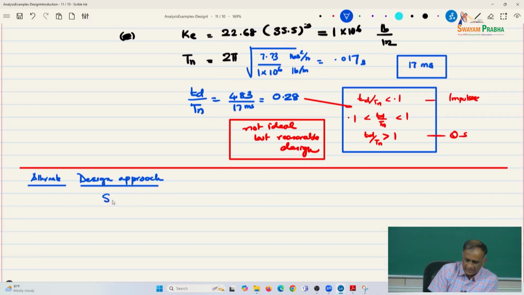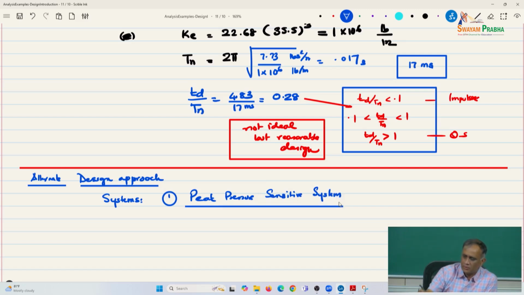So, there are several types of systems as we have just discussed. Let me repeat it. One is a peak pressure sensitive system. What are the characteristics of a peak pressure sensitive system?